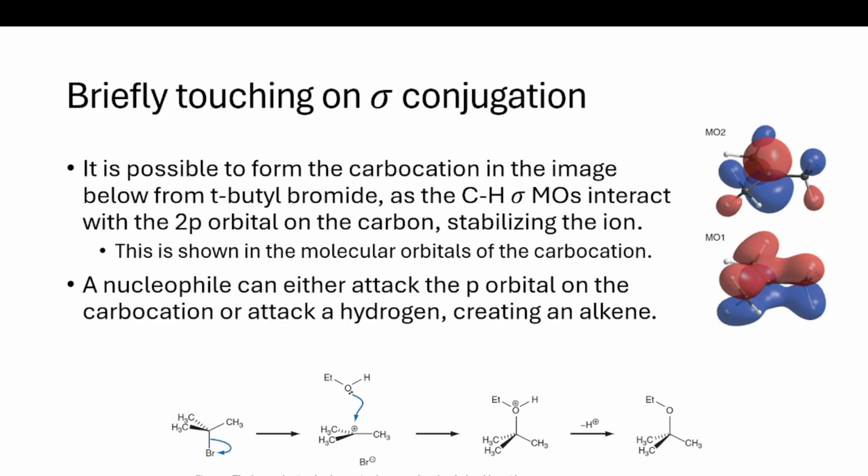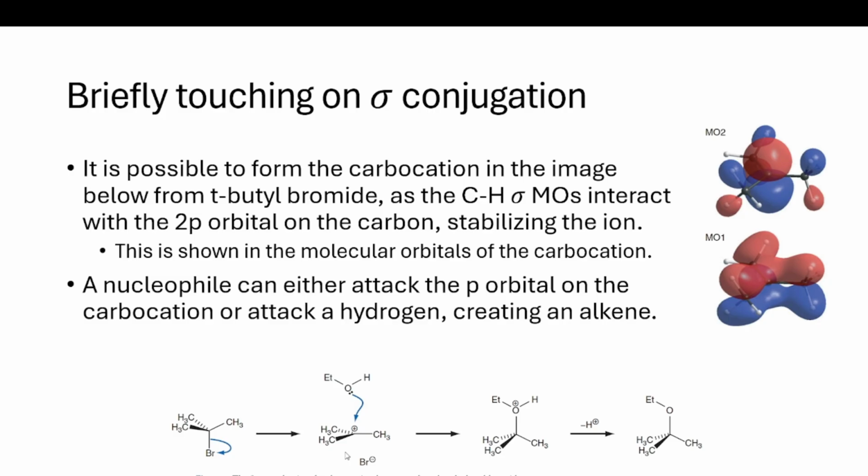In this particular reaction, what we get to see is we have this compound t-butyl bromide. And the carbocation is stabilized due to the sigma conjugation. Imagine if we replaced all of these CH3s with just hydrogen. There would be no sigma conjugation to speak of. And so therefore, it's going to be a lot less stable and higher in energy compared to this tertiary carbocation.